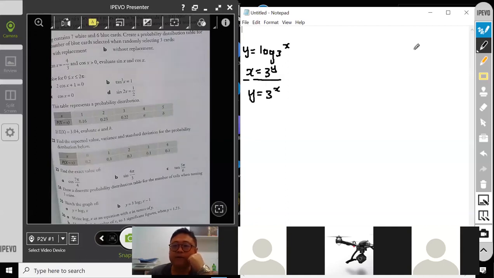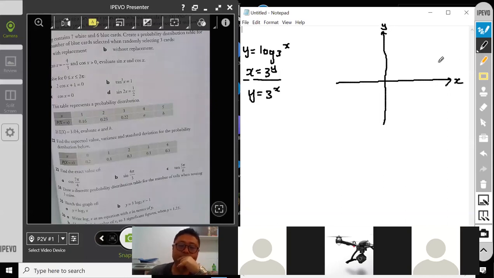Now, how would we graph y equals 3 to the x? What sort of a graph would that be? Exponential. Yeah, it'd be an exponential graph. What do exponential graphs look like? They are close to the x-axis on the left, and then they go up on the right.